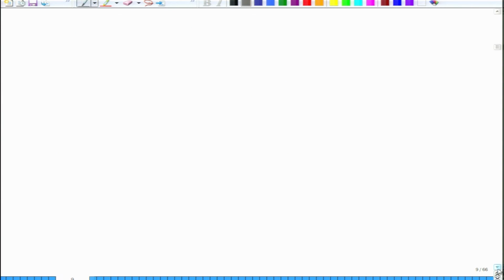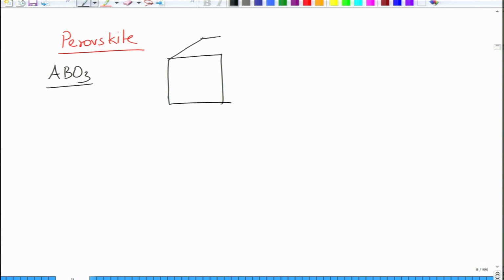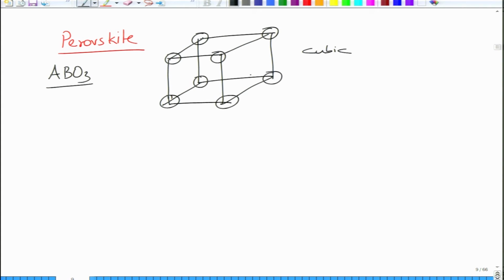These solar cells are basically based on a material called perovskite. Perovskite structure material. Perovskite comes from ABO3 structured materials, which make this kind of structure. It is a cubic structure, where A ions occupy the corner. So, these are A ions, the B ions go at the center of the unit cell. So, this is B, and oxygen goes to the face centers. So, this is oxygen.